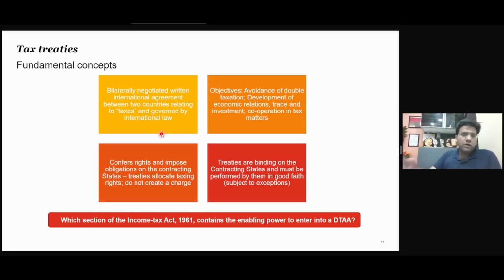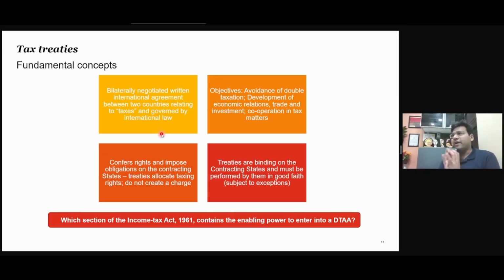Few fundamental concepts for tax treaty are: one, it is a bilaterally negotiated agreement between two countries. Objective is to avoid double taxation, and obviously with avoidance of double taxation there will be development of economic relations and trade between the two countries. Another important aspect is the cooperation in taxation matters. So the objective is seamless exchange of taxation related information between the countries, to check if there is any case of tax defaulter or tax evasion in either of the countries. It also confers the rights and obligations between the states on account of how much rights they have on the taxation, and obligation on account of tax credits, and they are binding on the contracting states.